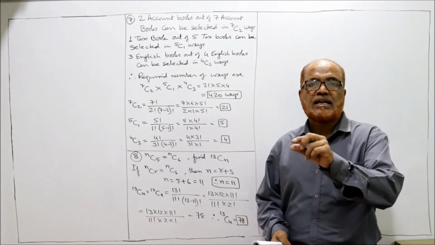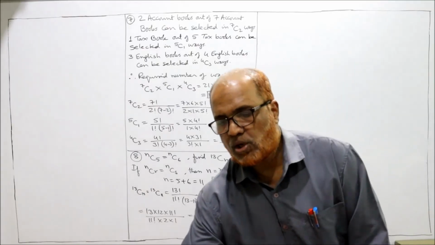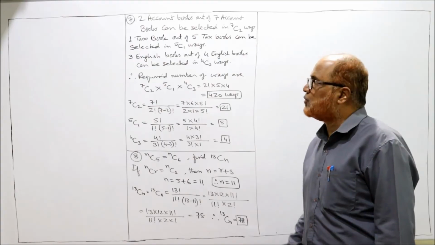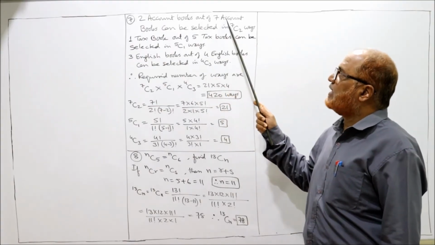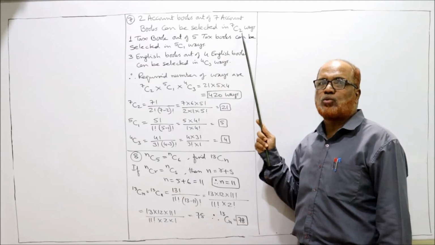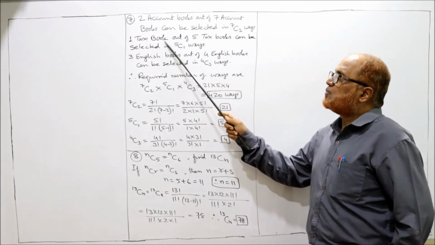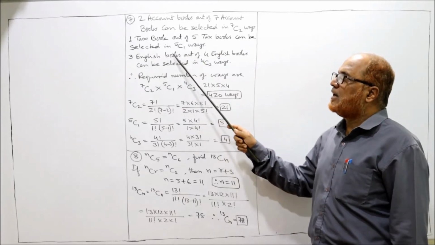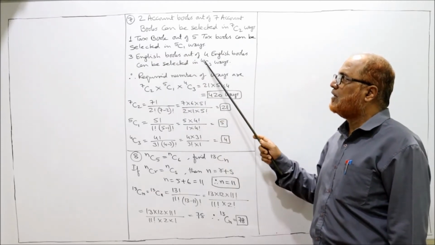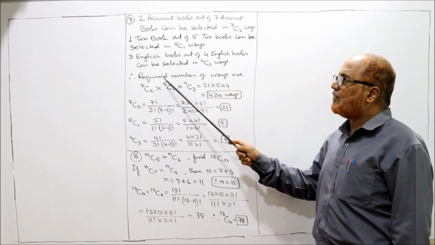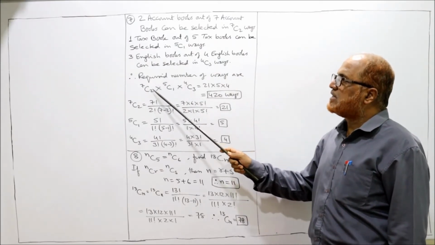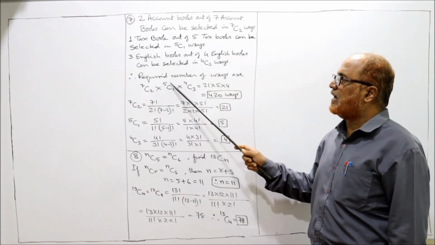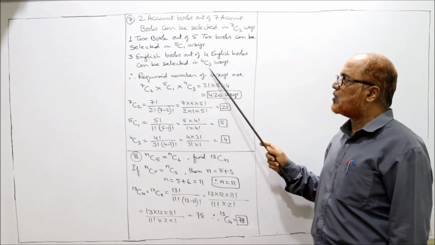So 4C3 ways. So ultimately how many ways can we select these account books, tax books and English books? The 2 account books out of 7 books can be selected in 7C2 ways. 1 tax book out of 5 tax books can be selected in 5C1 ways. Similarly, 3 English books out of 4 English books can be selected in 4C3 ways. Now therefore required number of ways are 7C2 into 5C1 into 4C3.